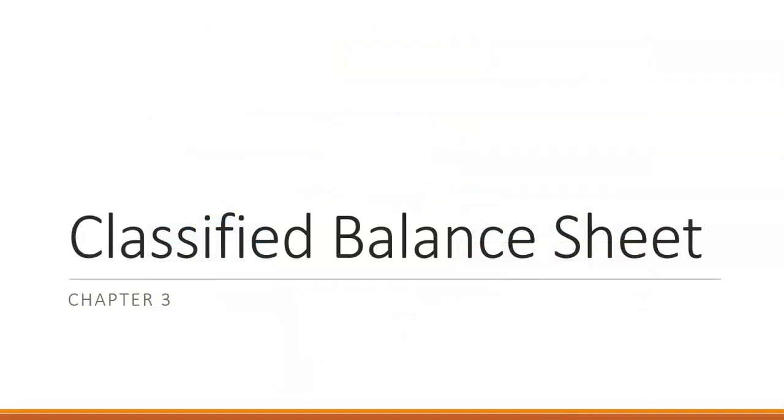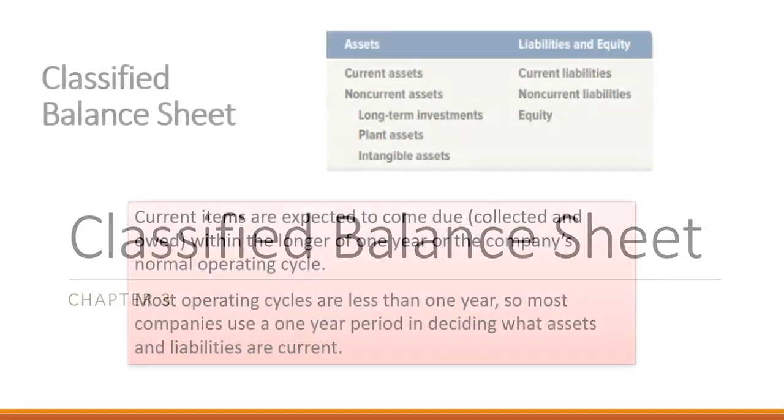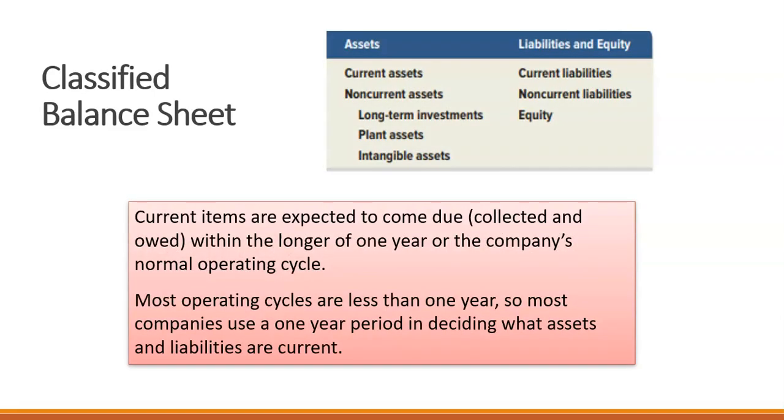Next, we're going to talk about a classified balance sheet. A classified balance sheet is how we organize a balance sheet. As we move through the class, we're going to be changing the formatting of these financial statements. We started out with the simplest formatting for these financial statements, and now we're going to talk about a preferred format for balance sheets. A classified balance sheet separates our items into current and non-current items.